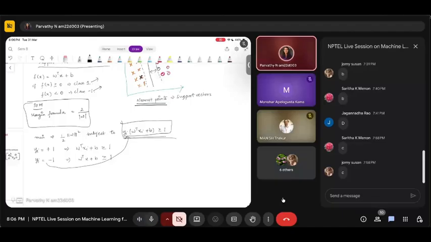One example is the Gaussian. So it will project the data to that dimension using this Gaussian kernel, and then it will do the classification.